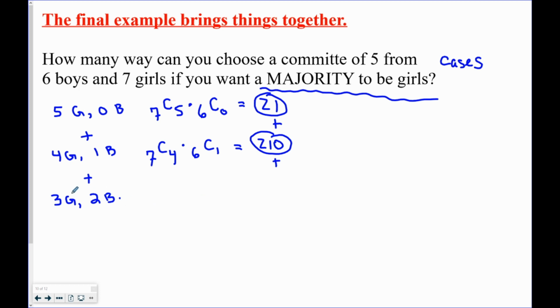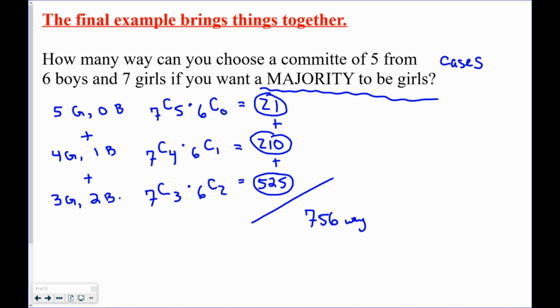We're going to pick 3 girls and 2 boys. So 7 choose 3 girls, times 6 choose 2 boys. Type that in on your calculator. And this one's going to be a bit bigger, 525. So add them all up. That's the addition principle of the fundamental counting principle. And you're going to get 756 ways.